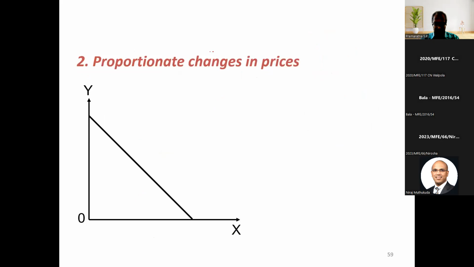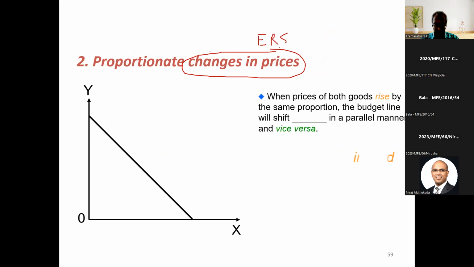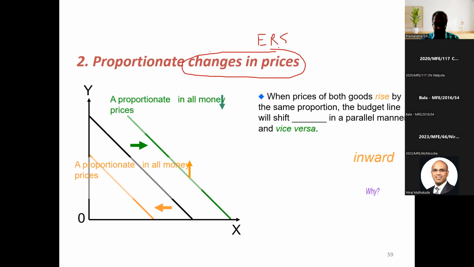Now the proportionate change in the prices. If prices change in the same proportion, increase or decrease in the same proportion, nothing happens to the rate of substitution. Of course, you can understand. Same rate of substitution as previously, the budget line shifts parallel, right or left. So that's what happens with a proportionate change.